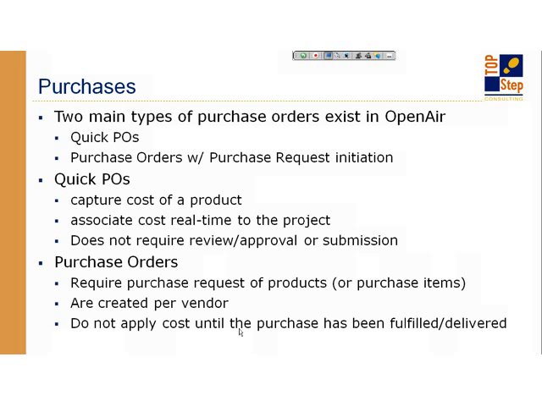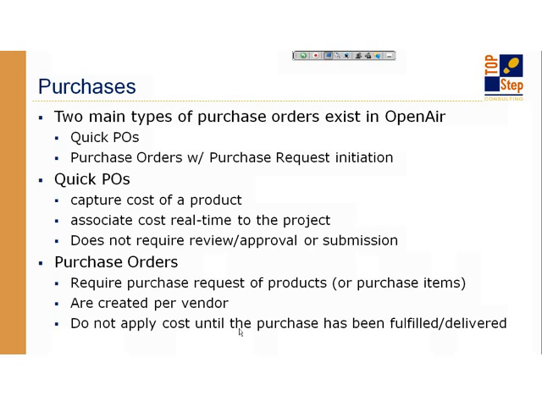So a quick PO, many of you may be using a quick PO. It is actually the simplest way to capture cost against the project. You basically create a quick PO in the system. You put a cost against it. You pick a product usually. It could be services, material, whatever you define the product list to be. And you pick the project and you save it, and that's instant cost against the project.